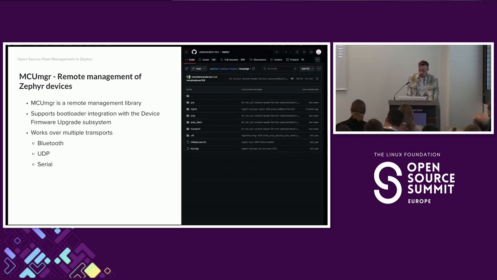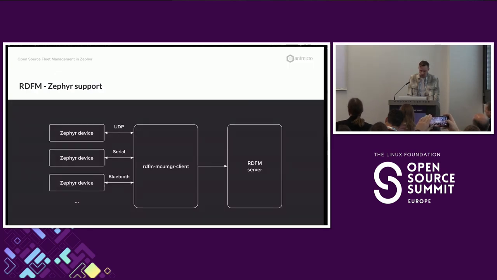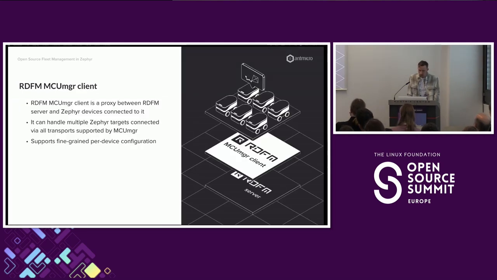The bootloader's role is to swap and boot the updated image, and the actual transfer of the image, writing it to the secondary slot, is performed in the Zephyr firmware itself. The component responsible for that is called MCUmgr, a remote management library that is integrated with MCUboot via the device firmware upgrade subsystem. It supports Bluetooth, UDP, and serial as transport protocols. In RDFM, the MCUmgr client is an application running on a gateway device between the RDFM server and the actual Zephyr devices. It is an implementation of the RDFM client that integrates support for Zephyr OS with RDFM via the MCUmgr SMP server implementation. The application itself is written in Go.